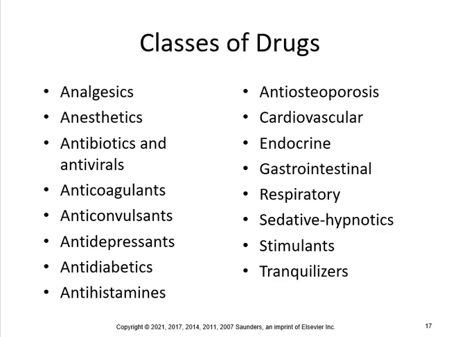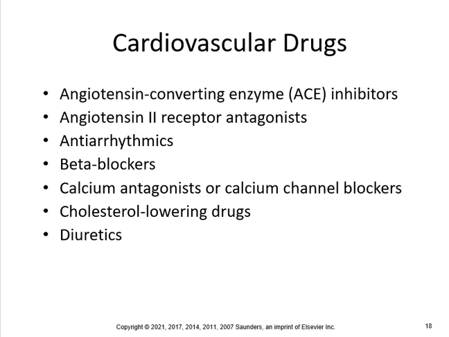So what are the classes of drugs? Well, you have lots of classes of drugs. You have analgesics, anesthetics, antibiotics, anticoagulants, anticonvulsants, antidepressants, antidiabetics, antihistamines, osteoporosis, cardiovascular, endocrine, GI, respiratory, sedative, stimulants, and tranquilizers. So, what are your cardiovascular drugs? Those are your angiotensins, angiotensin 2, antiarrhythmic, beta blockers, calcium, cholesterol lowering, and diuretics.